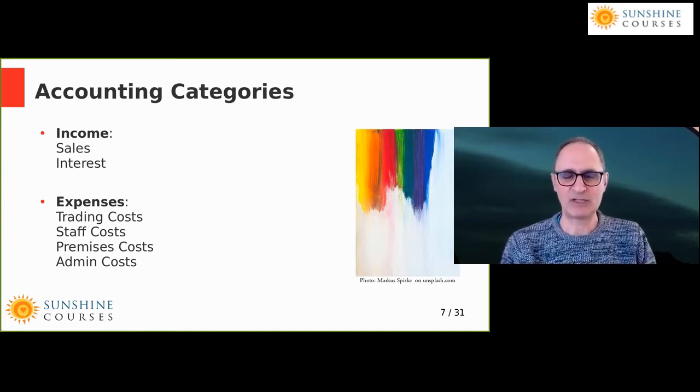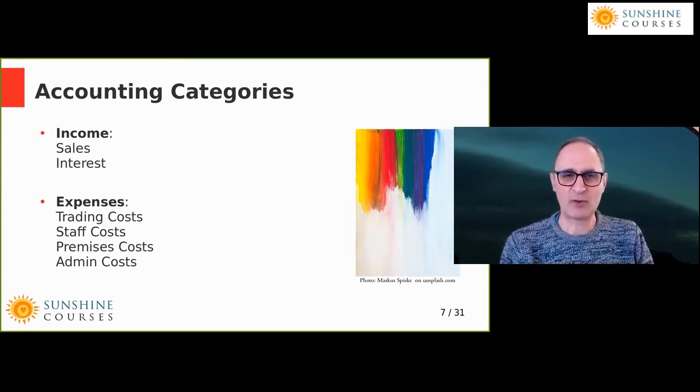So trading costs tend to be one category, staff costs tend to be another, and that's typically because staff cost quite a lot of money. You might just have 1 or 2 members of staff, in which case it might be simple. You might have quite a lot of members of staff, in which case you may distinguish the types of staff that you've got. It could be you'll distinguish your sales staff from your admin staff, for example.